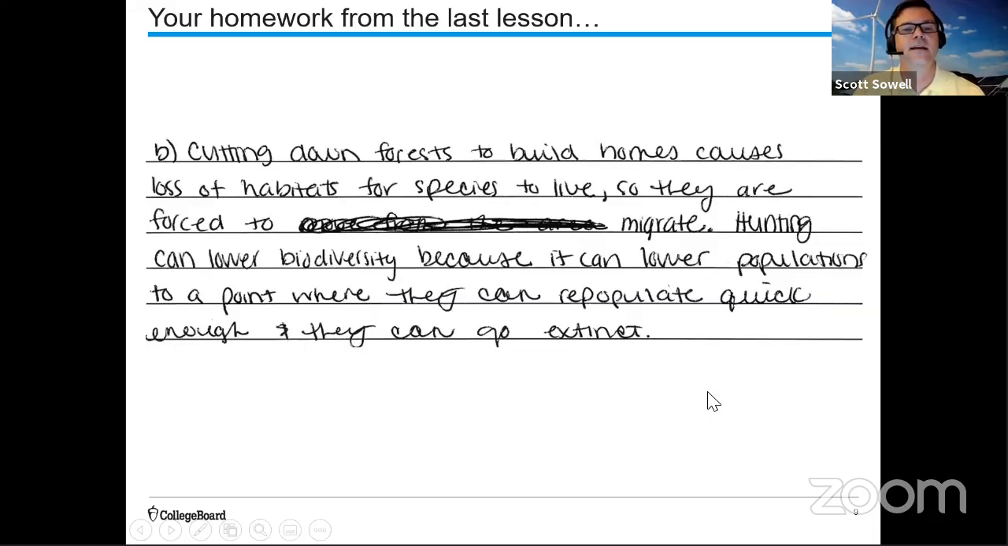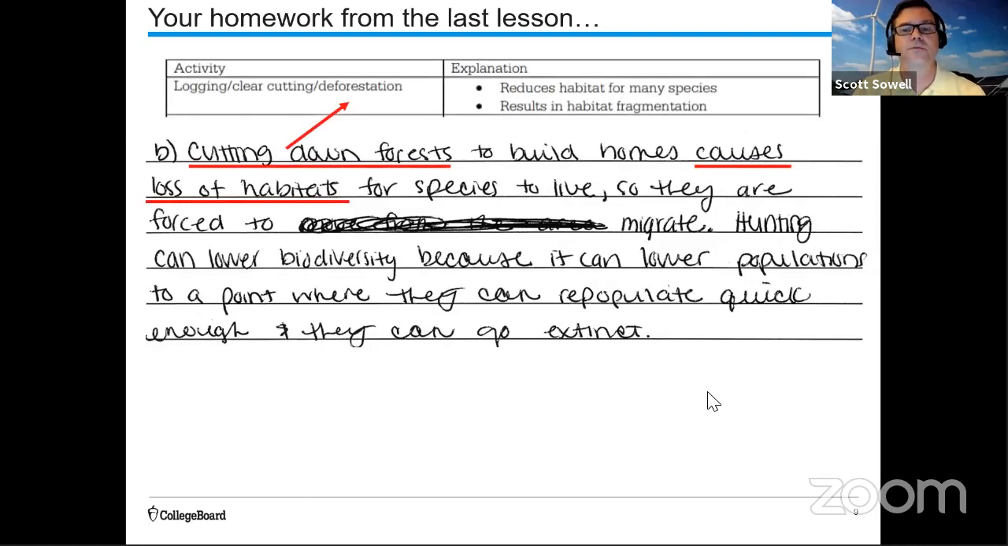So this one says, cutting down forests to build homes causes loss of habitats for species to live, so they are forced to migrate. Well, there's points right there. Cutting down forest, there's the activity. What is the explanation of why it causes loss of habitats? So there's 2 points right there.